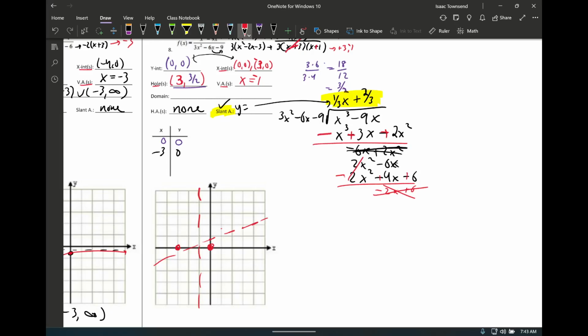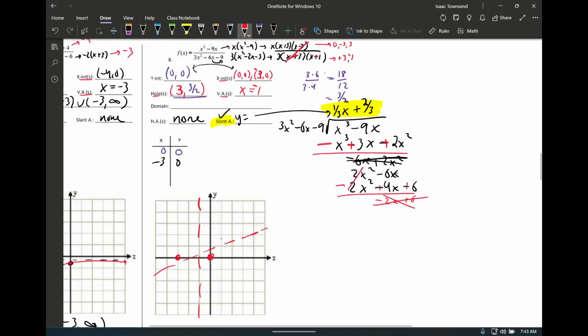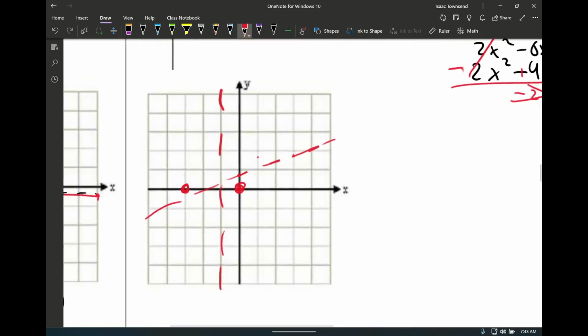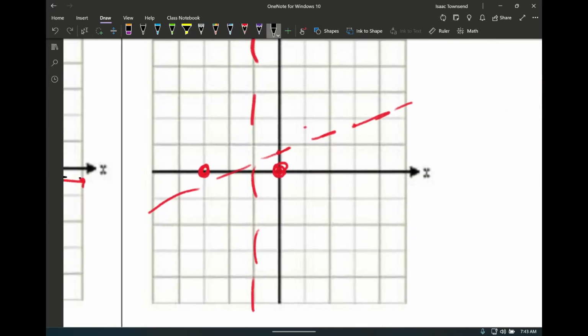Feel free to throw in more points if you think you need to, or if you're not sure, just always do more points. Again, don't pick x equals 10. That's going to be really hard to figure out without a calculator. Plug in like x equals 1, x equals 2, x equals -2. Easy stuff. And I think we've got enough for our graph now. I think it's ready to come together.